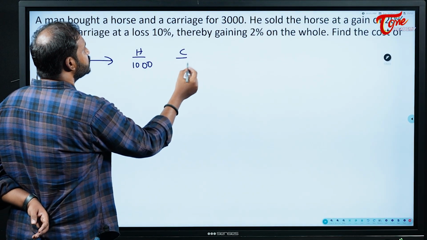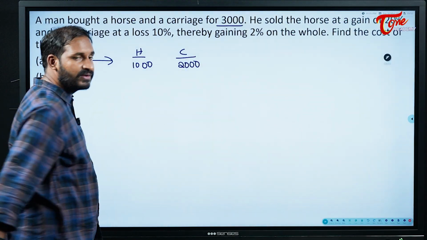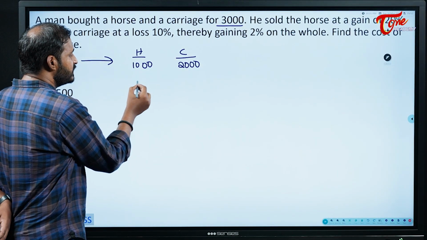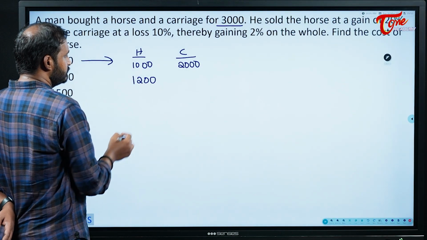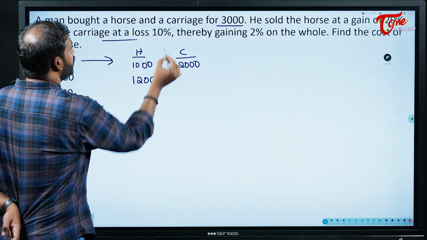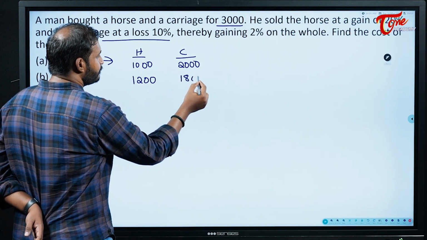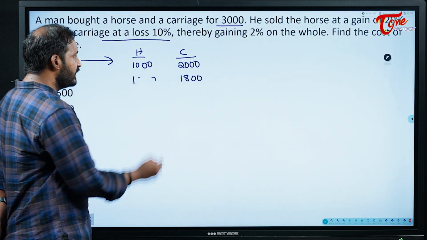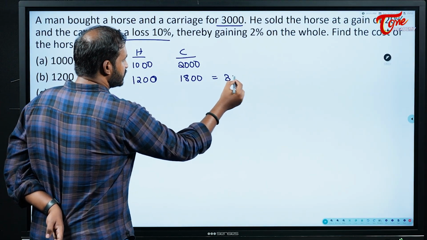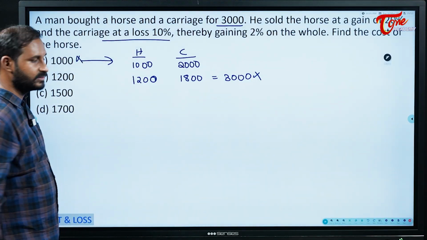What happens to the carriage cost? It will become 2000. Why? Because for both of them he purchased for 3000. Now, the horse he got a gain of 20%, means he will sell it for 1200. 20% of 1000 is 200, so 1200. On the carriage he got a loss of 10%, means he will sell it for 1800. So, what is the overall selling price he will get here? 3000. So, here no profit, no loss. So, that 1000 is not my answer.